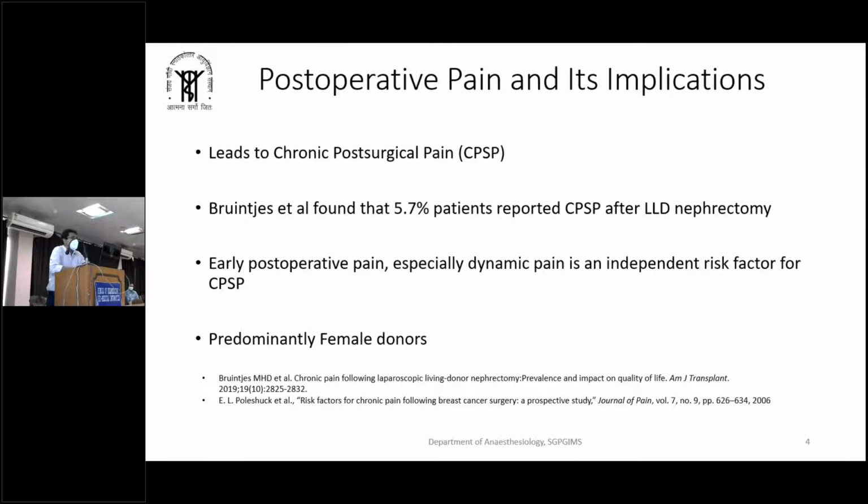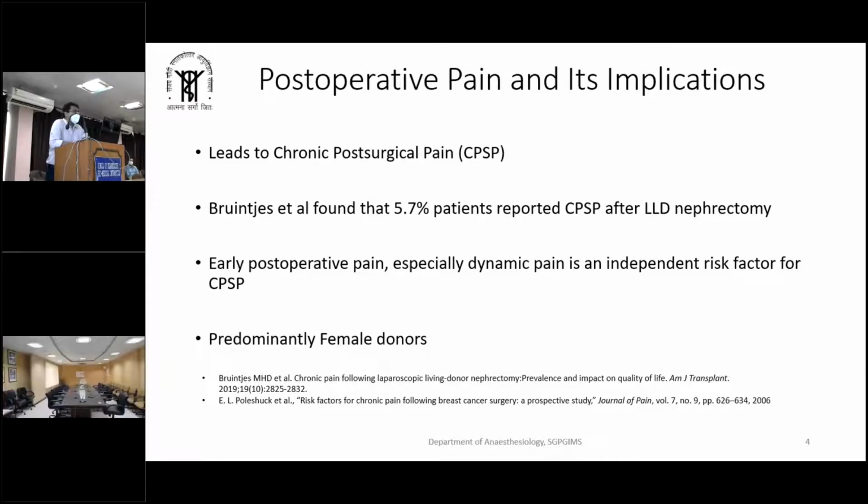Over the years, our understanding of post-operative pain and its implications has also evolved. Now, we believe that post-operative pain might lead to something called chronic post-surgical pain. According to the International Association for the Study of Pain, chronic post-surgical pain is defined as any pain which exists for greater than 3 months after surgery when all the other causes have been excluded.